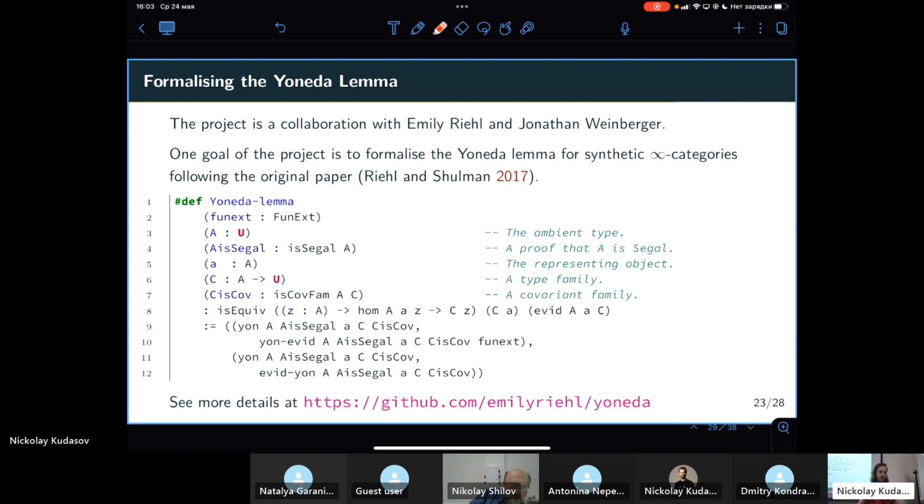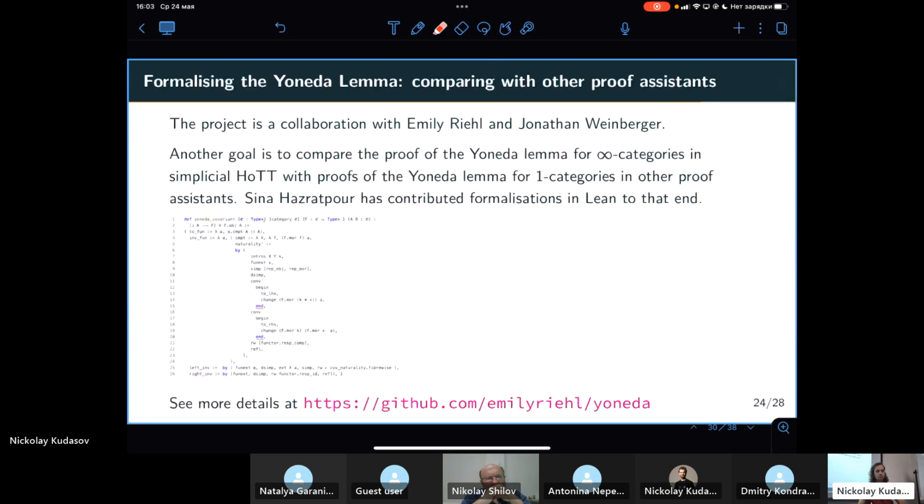That's not quite the end. There are still some things that we want to formalize around the Yoneda lemma. Another part of this project is to compare the formalization of this result for infinity categories with similar proofs of the Yoneda lemma for regular simple one-categories that are already done in other proof assistants. Sina Hazratpour has also contributed some formalizations in Lean to that end, but we haven't properly compared them yet. And of course, we want to compare with some other proof assistants as well.